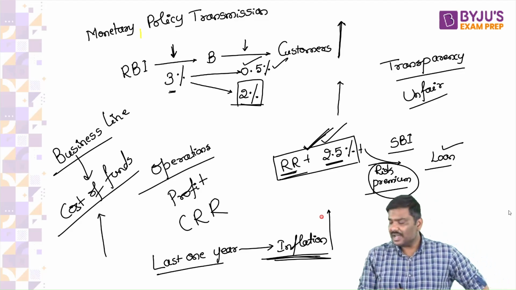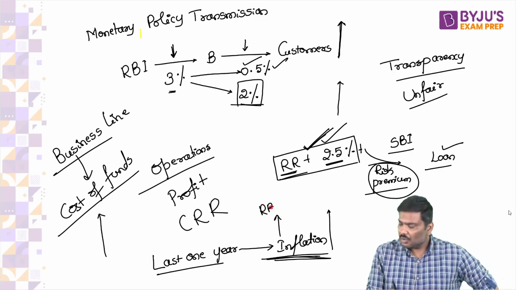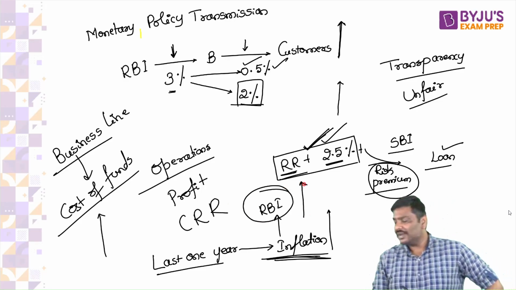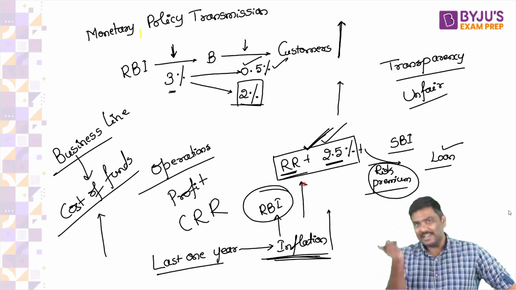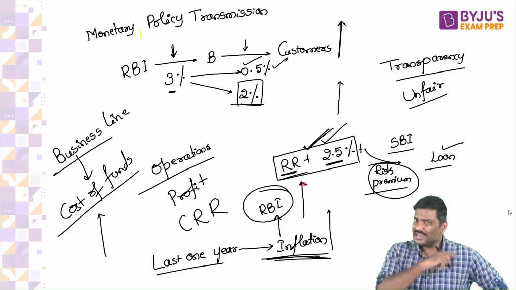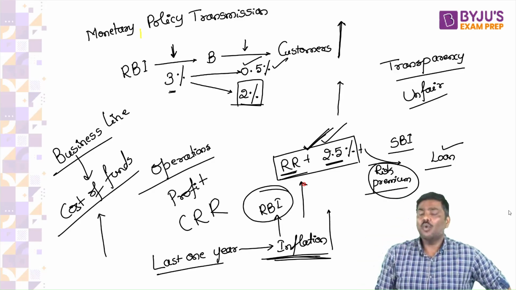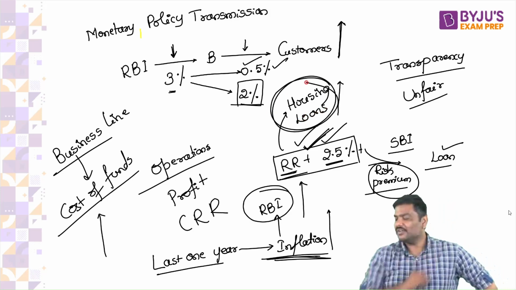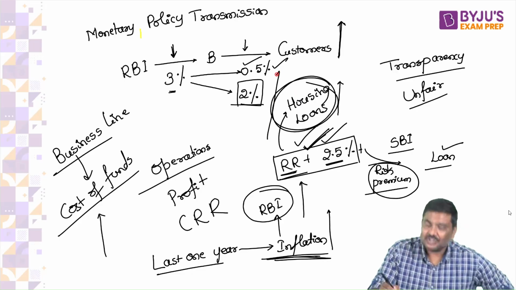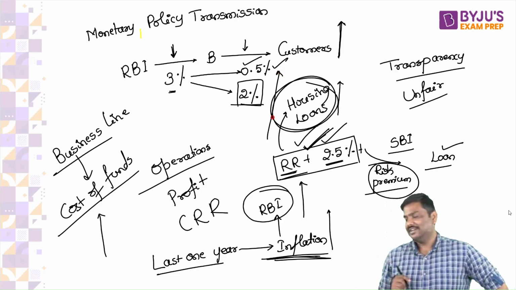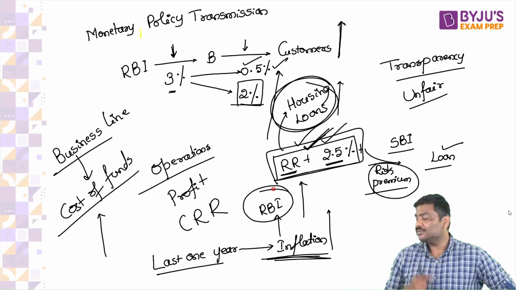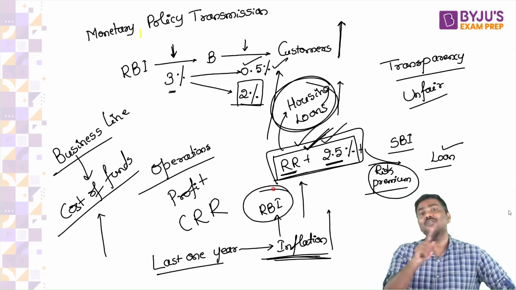And because inflation has been higher, what do you think RBI has done in the last 1 year? Don't you think RBI has increased the repo rate? Yes or no? So if RBI has increased the repo rate, what should have happened to the rate of interest on housing loans? The rate of interest on housing loans has increased. They have become costlier now. Why? We are following the concept of external benchmarking in the context of housing loans.